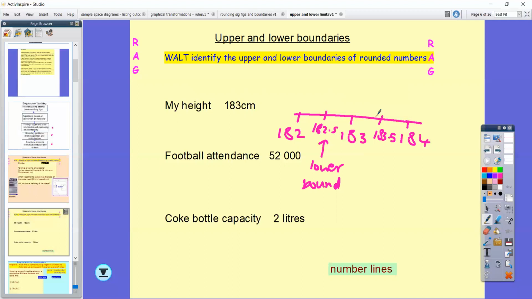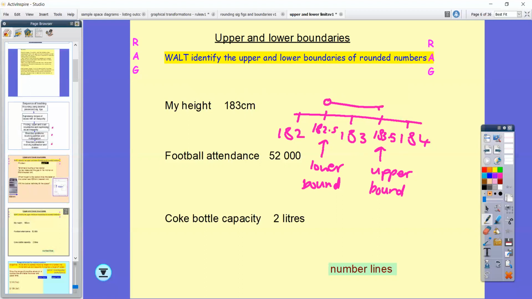183.49 recurring. Okay, we get that. So that is the maximum possible height I could be. But when do I stop being 183? At the upper bound, which is 183.5, because that actually rounds to 184. And then this is where you link to what they've done with ranges of inequalities, expressing a range of values in inequality. We can put a circle above there.